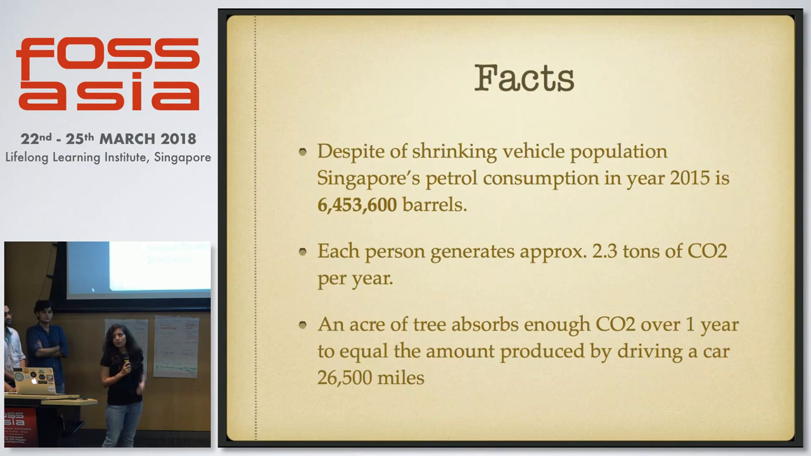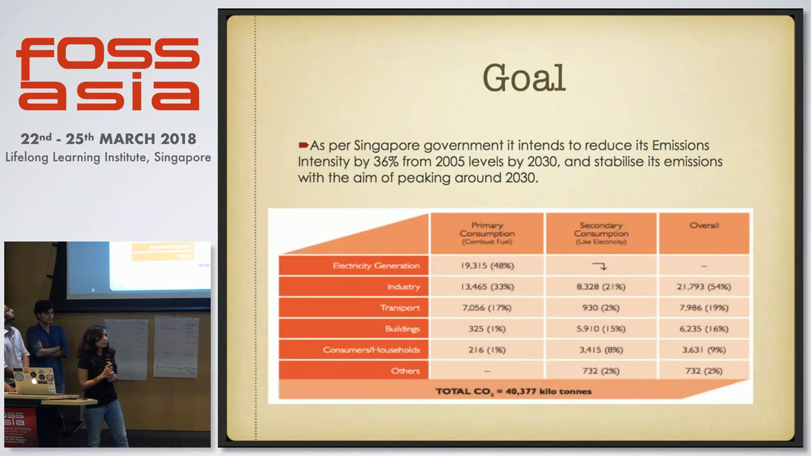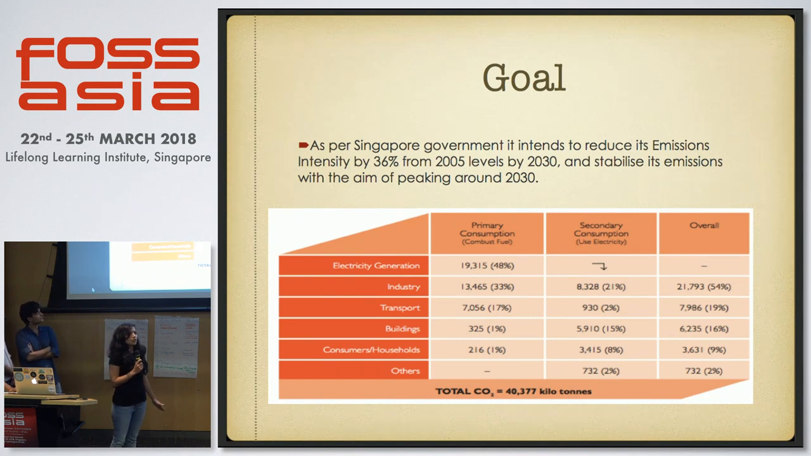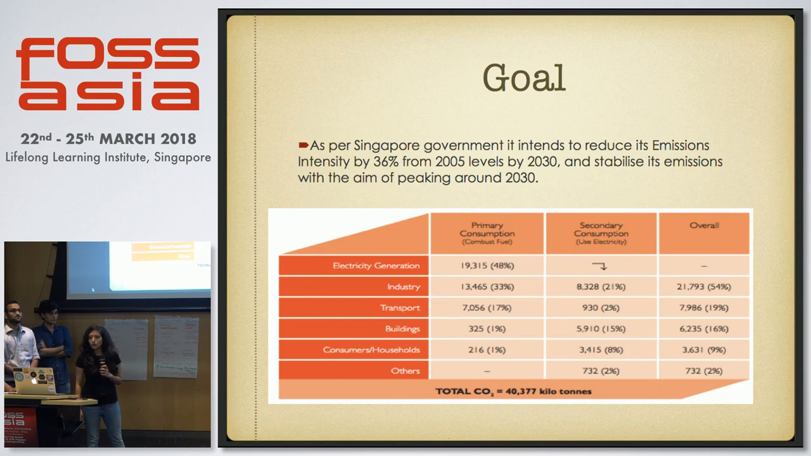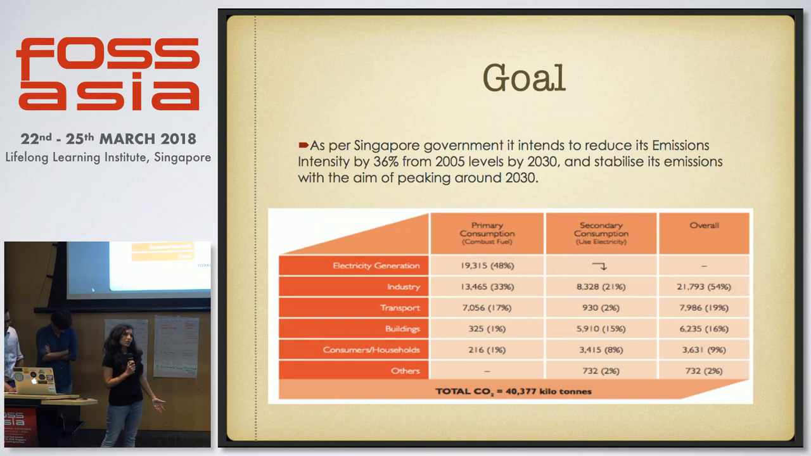The goal of the Singapore government is to reduce the carbon emission from 2005 to 2030 by 36%. 19% of total carbon emission is due to transportation. So our main goal is to motivate people to walk instead of taking a car for short distances.